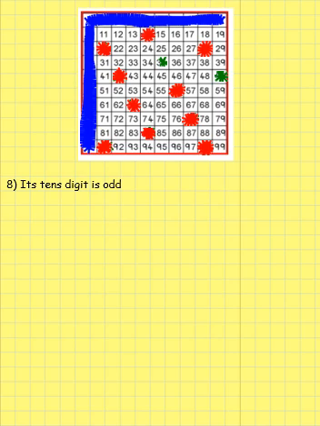Clue number 8, its tens digit is odd. Its tens digit is odd. So if we have a look at our tens column, we've got 35 and we've got 49. So which one of those can we remove, which is going to leave us with the correct answer? There we go then. So hopefully you identified that the 49, the tens column there, is going to be even, which leaves us with the correct answer of 35.